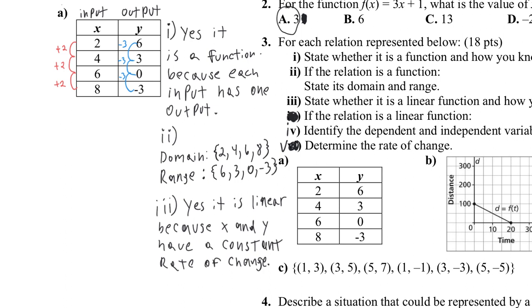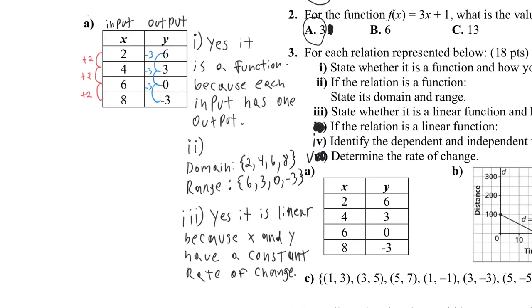Okay, so now number 4, since we know it is a linear function, identify the dependent and independent variables. This is what I was talking about earlier when I said input and output. Your input values are always your independent variables. Your output values are always your dependent variables. So for number 4, x is the independent and y is the dependent.